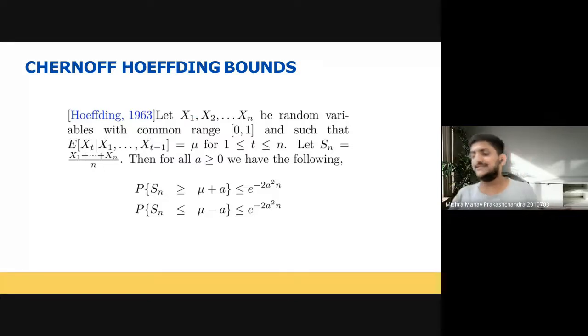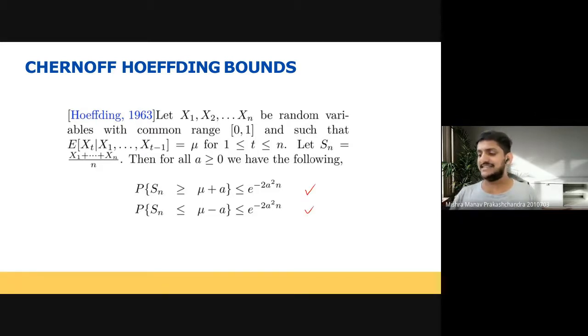Yeah, so let x1, x2, to xn be some random variables with common range 0 to 1, and such that the expectation of the last random variable xt, given I have knowledge of the previous random variables, is mu. Okay, so if the expected mean of that random variable is mu, and let Sn be the mean of all the samples that I've drawn from these random distributions, then I can say for all a greater than 0, we have these two important results.